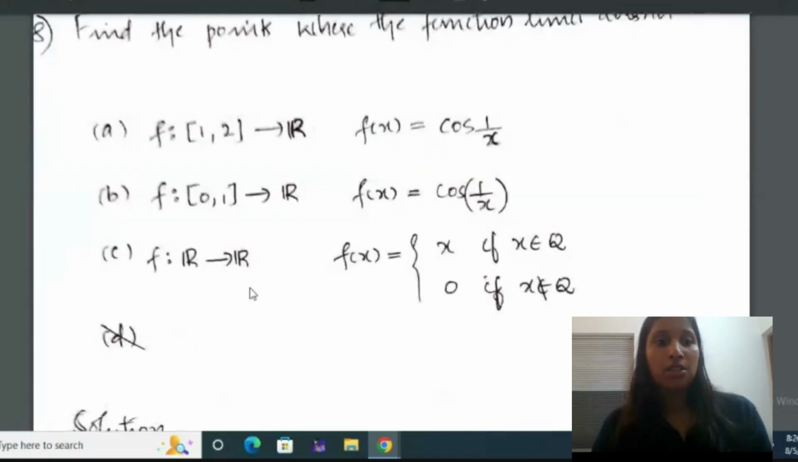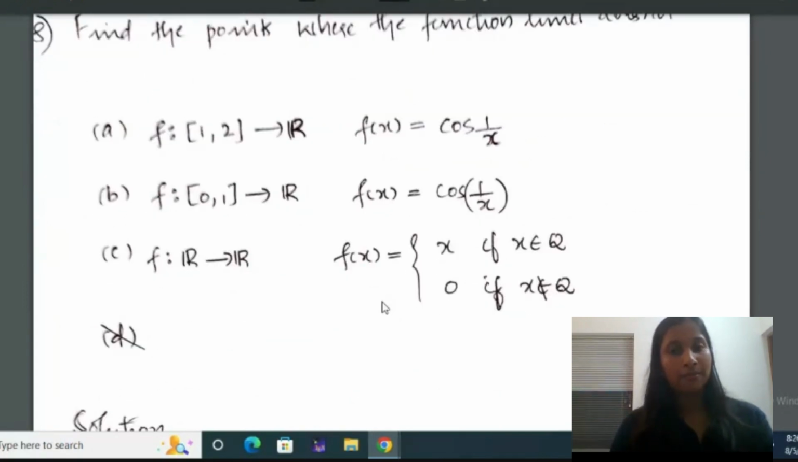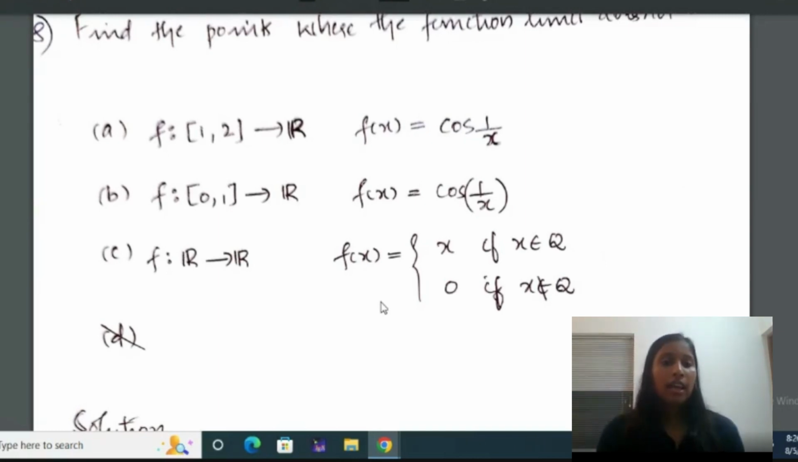Okay, so the next question: find the points where the function limit does not exist. Same pattern. f from the closed interval [1, 2] to R, f of x equal to cos 1 by x.